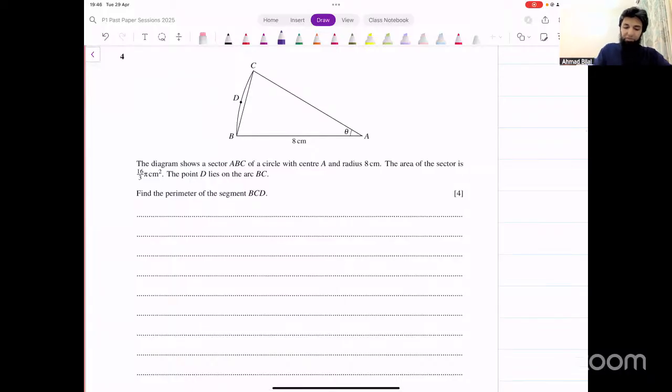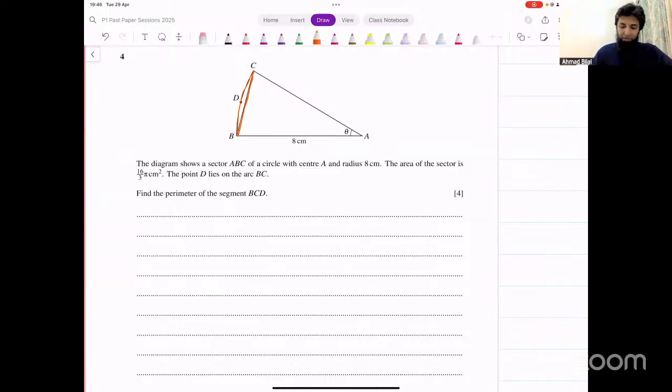The diagram shows a sector ABC of a circle with center A and radius 8 centimeters. The area of the sector is 16 pi over 3. The point B lies on the arc BC. Find the perimeter of the segment BCD. Okay, so this is the segment BCD. We want this arc length and we want this straight line. That's going to be the perimeter. We just want these two lengths, and then we would just add them up together.